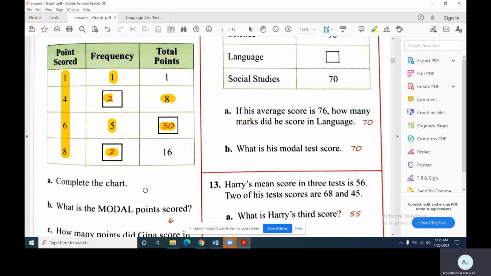Complete the chart is what we did. What is the modal score? The highest amount of points came at 6, at score 6.